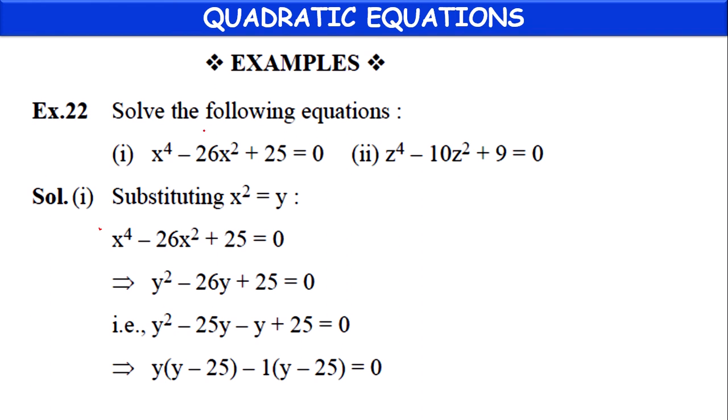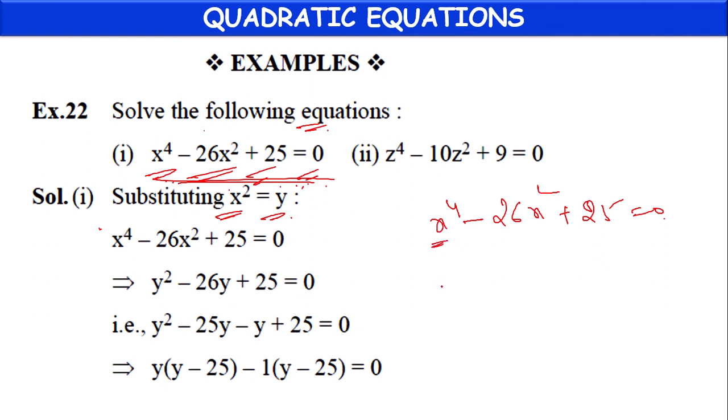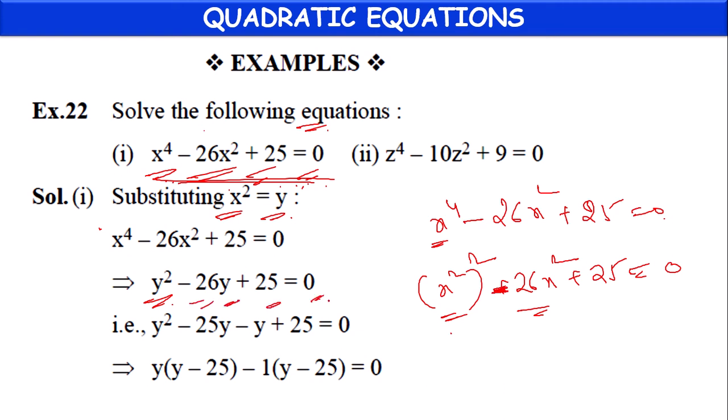Example 22. Solve the following equation: x power 4 minus 26x square plus 25 equals 0. The given equation is not quadratic, but we are assuming x square equal to y. X power 4 we can write as x square whole square, minus 26x square plus 25 equal to 0. In the place of x square, if we substitute y, it will become y square minus 26y plus 25 equal to 0. Now the given equation is reduced to a quadratic equation.